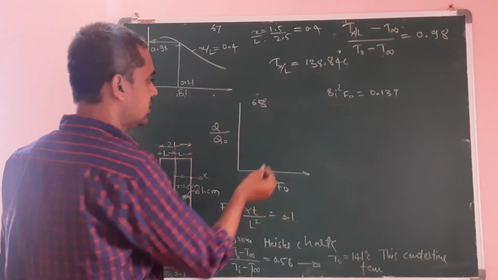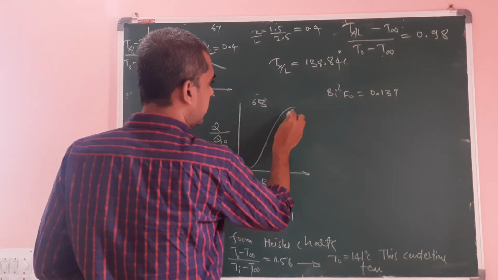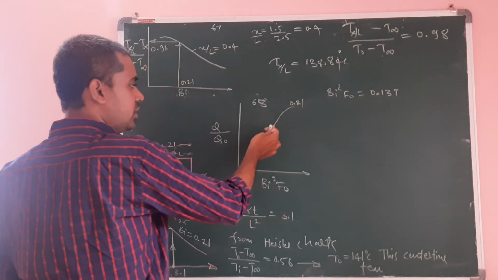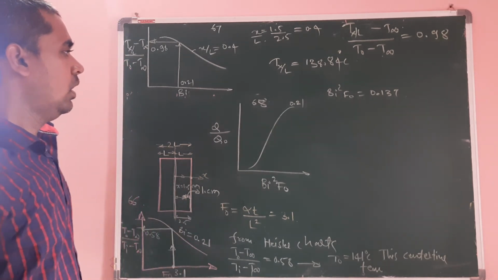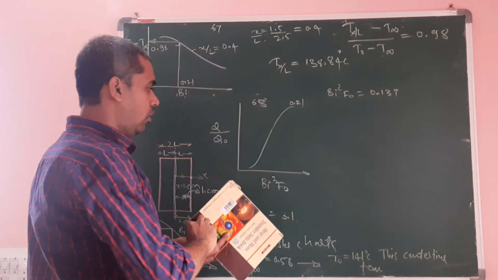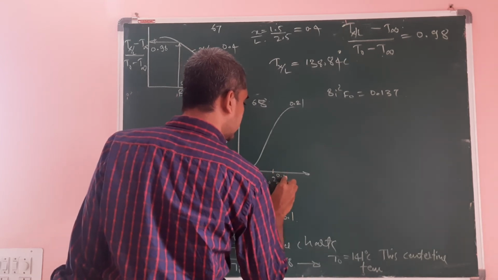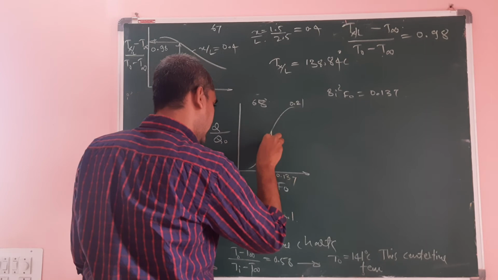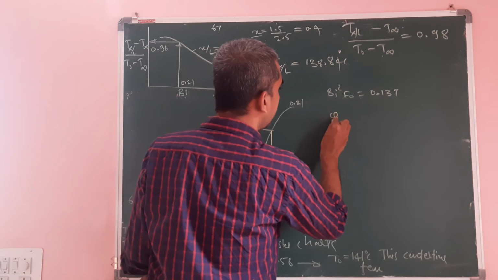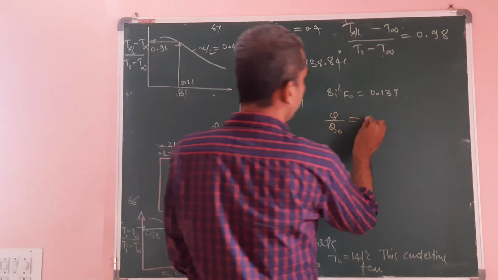Then there are lines like this. Constant Biot number lines are there on this chart. What is the constant Biot number? 0.21. You have to refer to the constant Biot number line of 0.21, and also Biot number square into Fourier number, 0.137. You have to draw one vertical line, and wherever it intercepts, you have to draw one horizontal line. You will get Q divided by Q naught as 0.45.